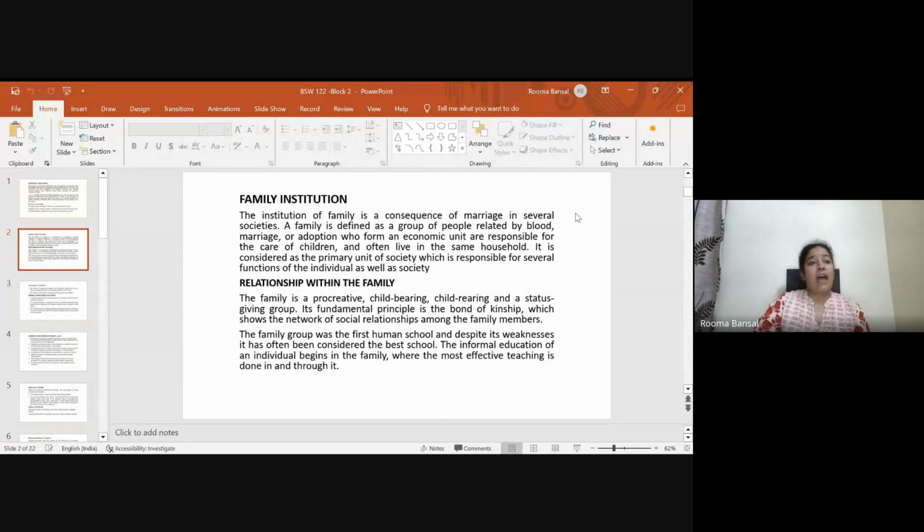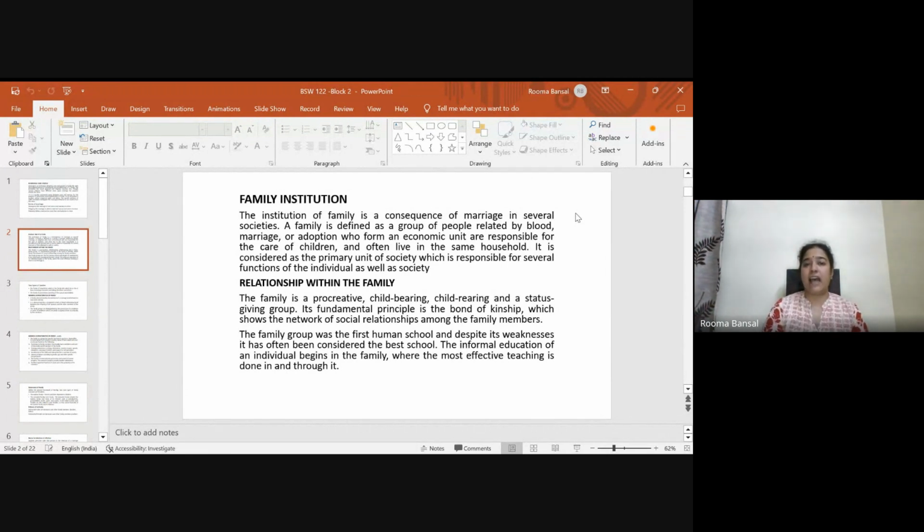Okay, as we move to our next slide, our next topic is the family institution. The institution of family is a consequence of marriage in several societies. Here, we are talking about family after marriage. A family is defined as a group of people related by blood, marriage, or adoption who form an economic unit, are responsible for the care of children, and often live in the same household.